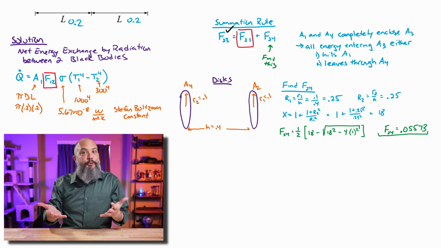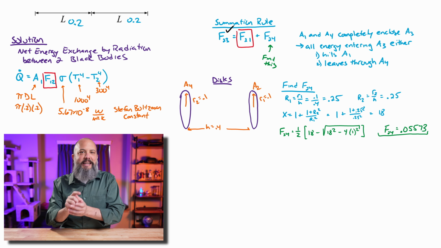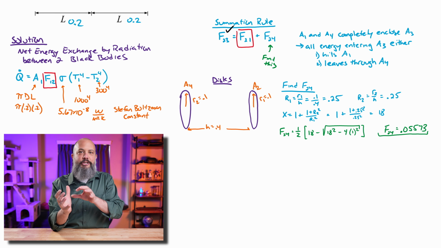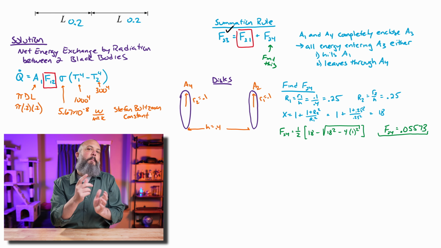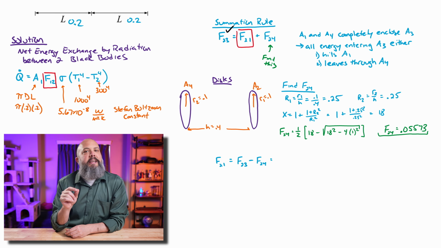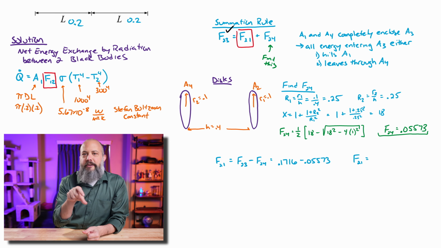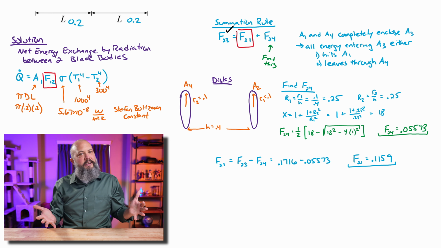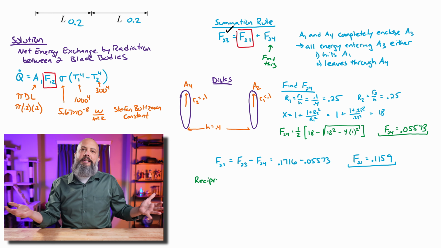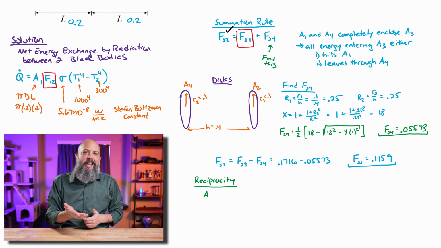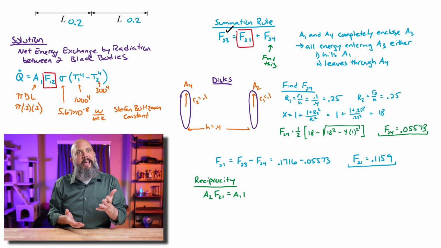And so by the summation rule, the amount of energy emitted from disk 2 that hits the side of the pipe is equal to the amount of energy that enters the pipe, F23, minus the amount of energy that leaves the pipe through the far side, F24. So 0.176 minus 0.055. I get my shape factor from 2 to 1, from the disk to the inside surface of the pipe, 0.1159. And as I said at the very beginning, the reciprocity rule means that you can switch the direction. So A2 F21 is equal to A1 F12.